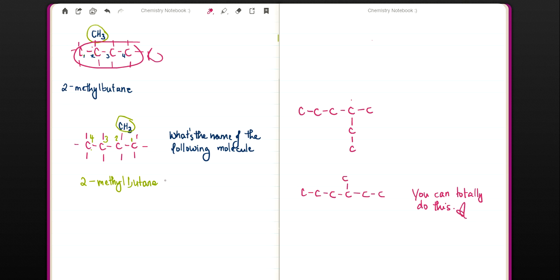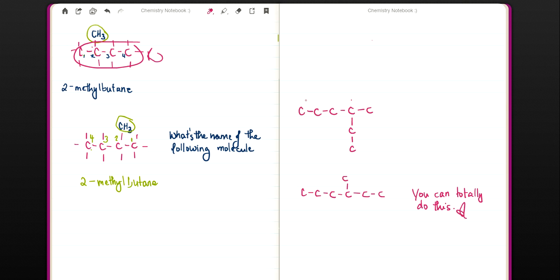So what's the name of the following molecule? It's also 2-methyl butane. It's just written in the opposite direction. And remember, the carbon that has the group is always given the lower number, right? So we have 2-methyl butane here as well. With this one, we count our long chain. Maybe you could try it.